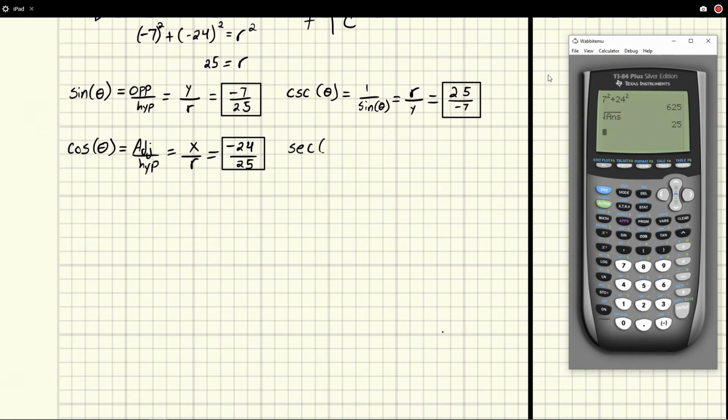So secant theta is just going to be the flipped version. It's going to be 1 over cosine theta, and this is going to be equal to 25 over 24, and we're going to have a negative there. That's going to be secant theta.